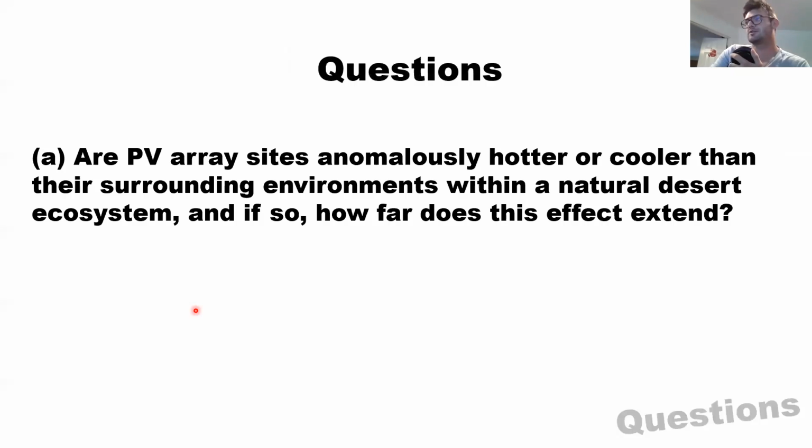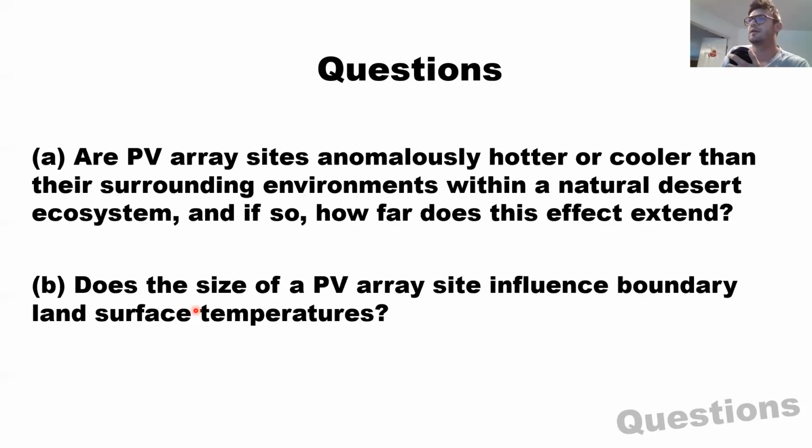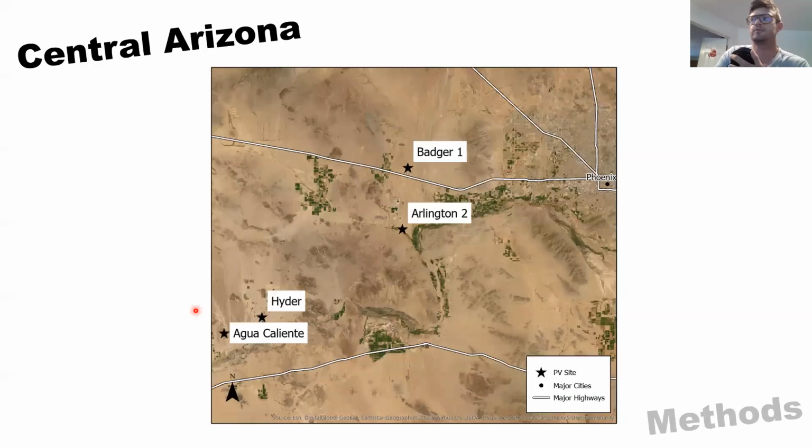My big questions were: are these PV array sites anomalously hotter or cooler than their surrounding environments within this ecosystem, and if so, how far does that extend? My second question was, how does the size of these sites influence that boundary land surface temperature? To answer these questions, I looked at 4 different sites in central Arizona, west of Phoenix, right here, of 4 different sizes.